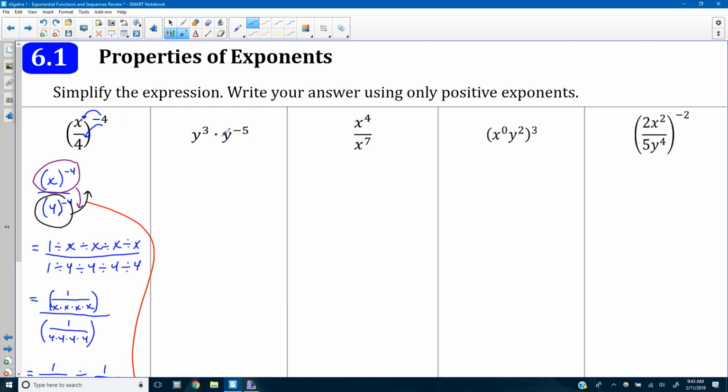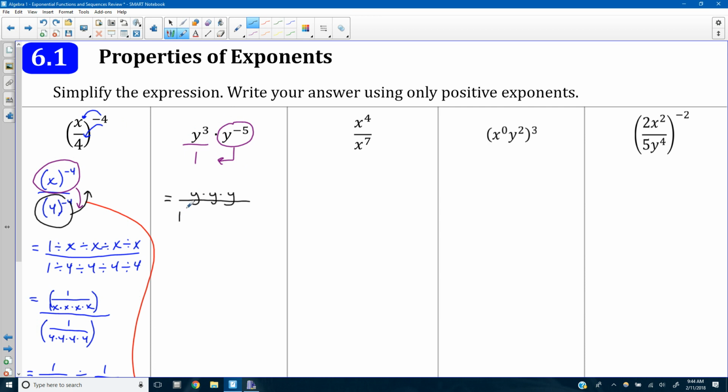Y cubed times y to the negative fifth power. So if I'm going to do that moving process here again, I'm going to take y to the negative fifth power and turn it into y to the positive fifth power by moving it down below here. If this is all over 1, this is now going to multiply by that 1, if you know what I mean. So y cubed is y times y times y.